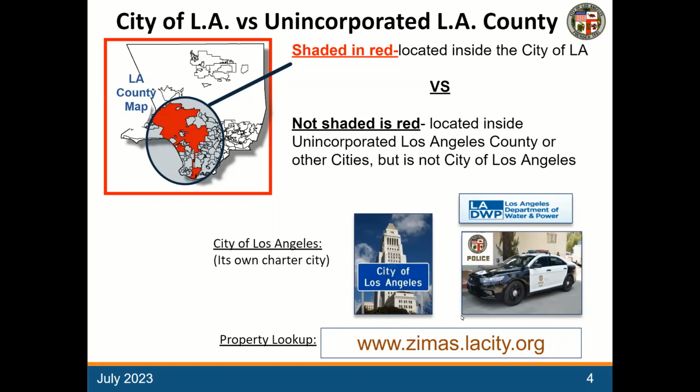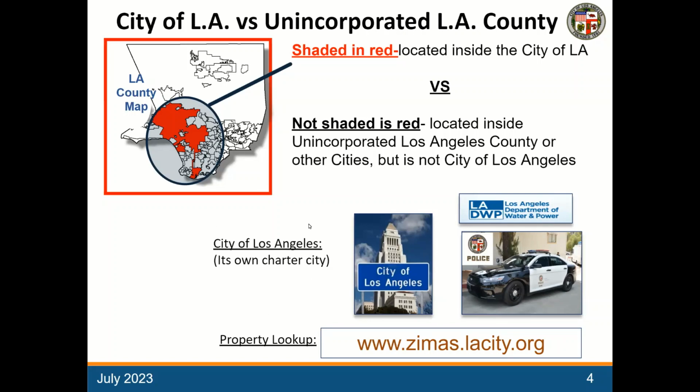One very easy way to know if the rental unit is located in the city of Los Angeles is to look at the water and power bill that is paid for that unit. If it is paid to the Los Angeles Department of Water and Power, DWP, then that rental unit is located in the city of Los Angeles. Likewise, if the Los Angeles Police Department provides services to your area, that will also be an area covered by the city of LA.